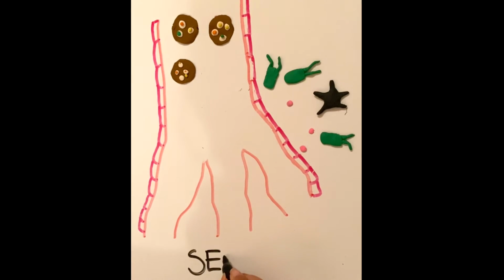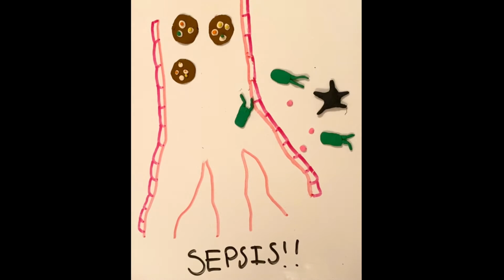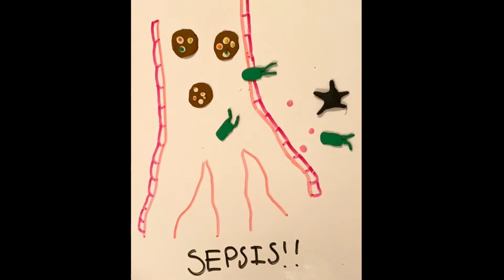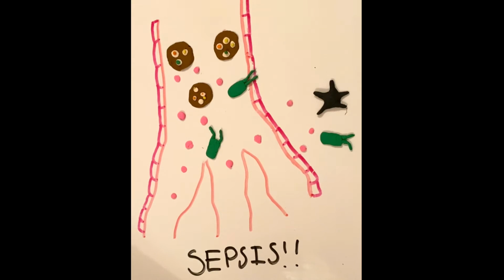However, this infection can trigger sepsis. Sepsis is when the local infection becomes widespread. The bacteria can escape into the bloodstream from the lungs. This causes an excessive release of chemicals, which leads to inflammation throughout the whole body instead.